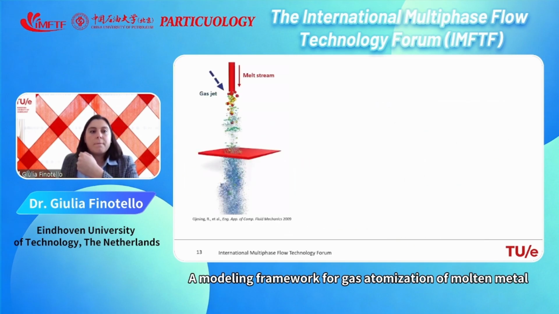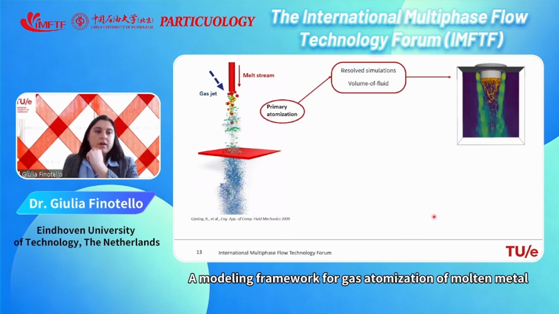So what we need to do is divide this process into parts. The first part, as I said, the primary atomization, is the part where we really want to see the gas melt interface, how it is deforming, how it is generating these ligaments and droplets. And we use resolved simulation, we use a volume of fluid method.